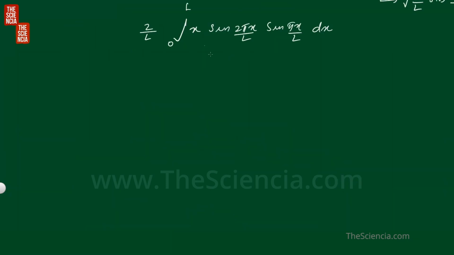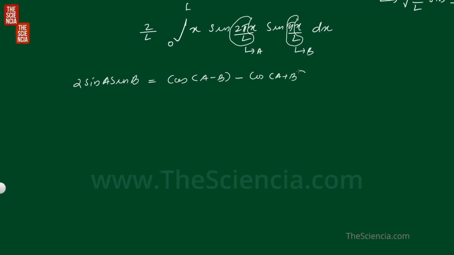Here this is a product of two sine terms. If I call this term A and this term B, then I can rewrite this equation by using trigonometric relations. That is, we know 2 sin A sin B is equal to cos(A minus B) minus cos(A plus B). So here I am taking this 2 term inside this integral.